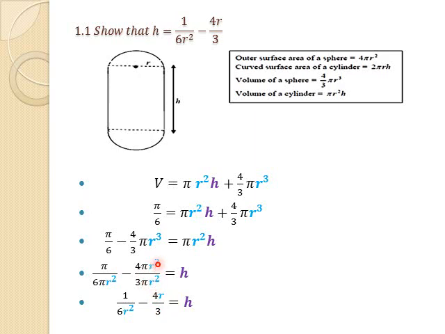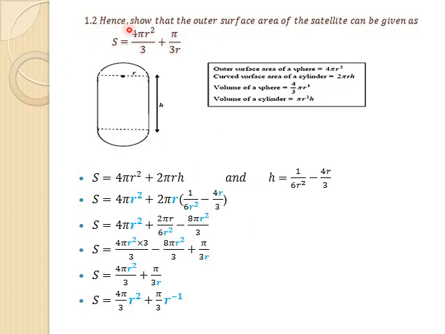I have r cubed over r squared there. If I take 2 of the r's away, I have 1 r left on top. So 1 over 6r squared minus 4r over 3. There's my equation for h as requested. Next problem: show that the outer surface area of the satellite can be given as S equals 4 pi r squared over 3 plus pi over 3r.